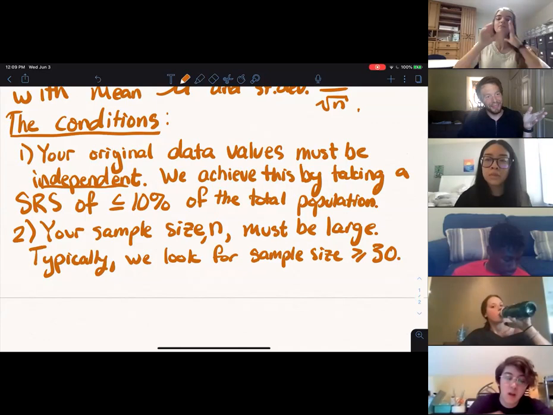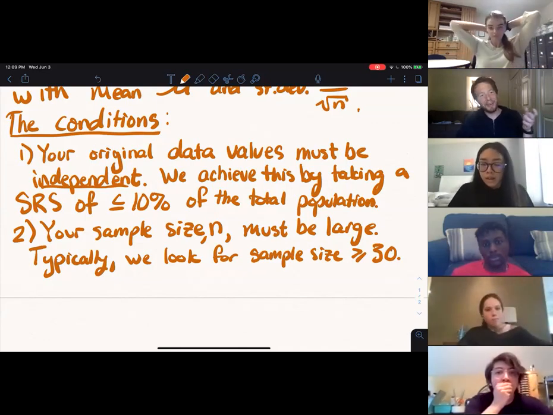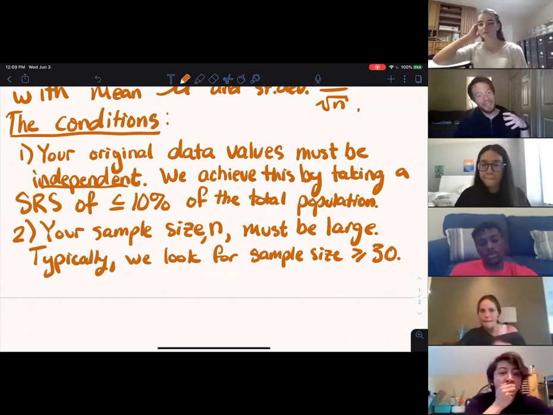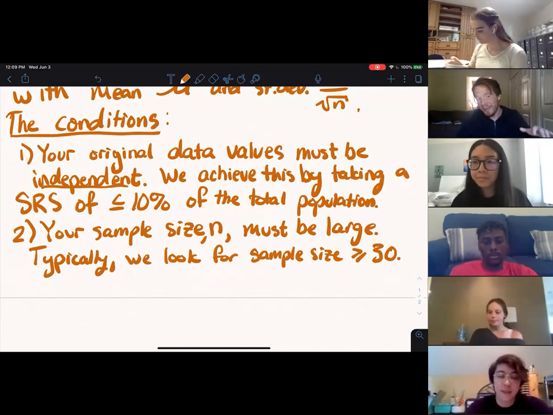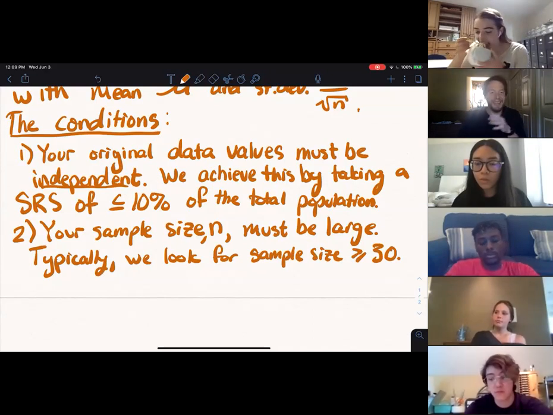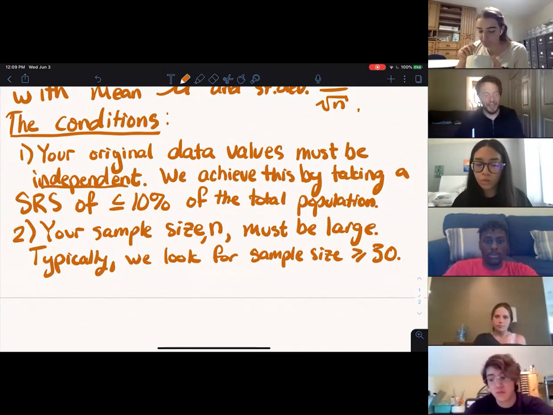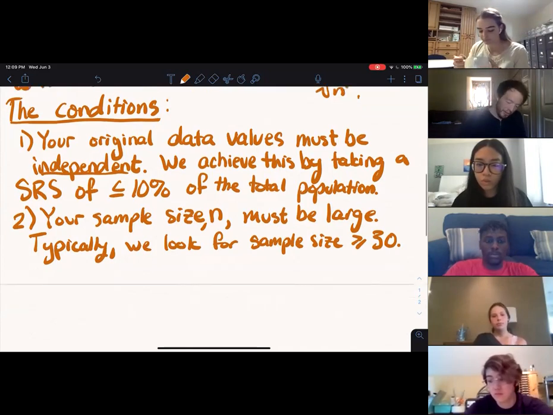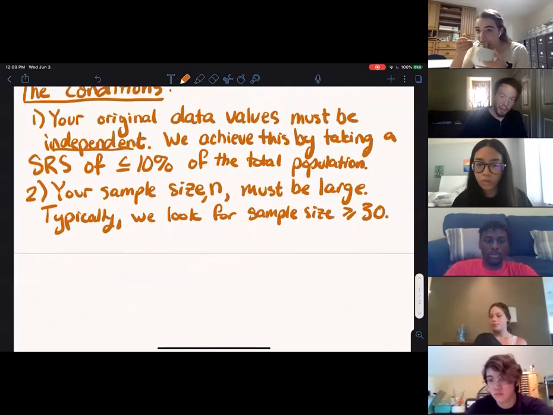contradict one another, right? Number one, I'm talking about taking a sample that is small enough so it's not bigger than 10% of the total. And then number two, I'm saying take a really big sample, right? These seem to not work together, but they need not be disjoint. They certainly can both happen simultaneously.